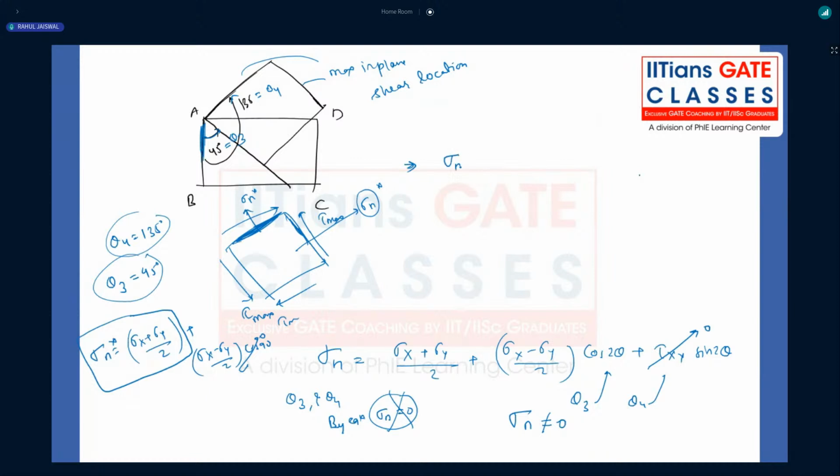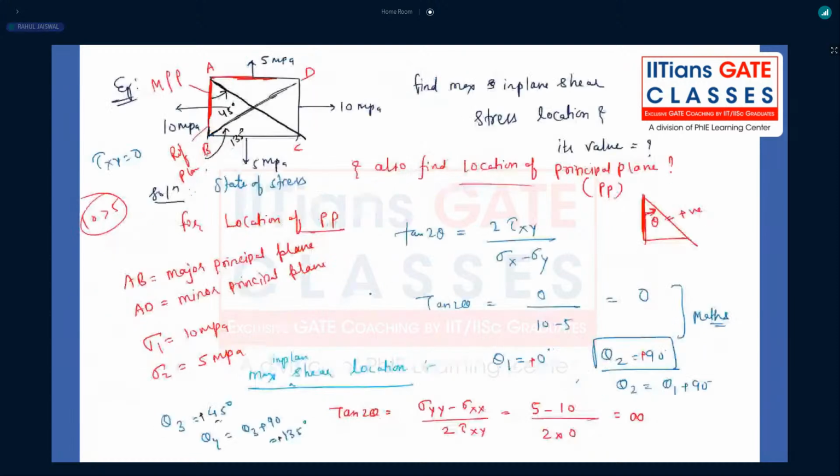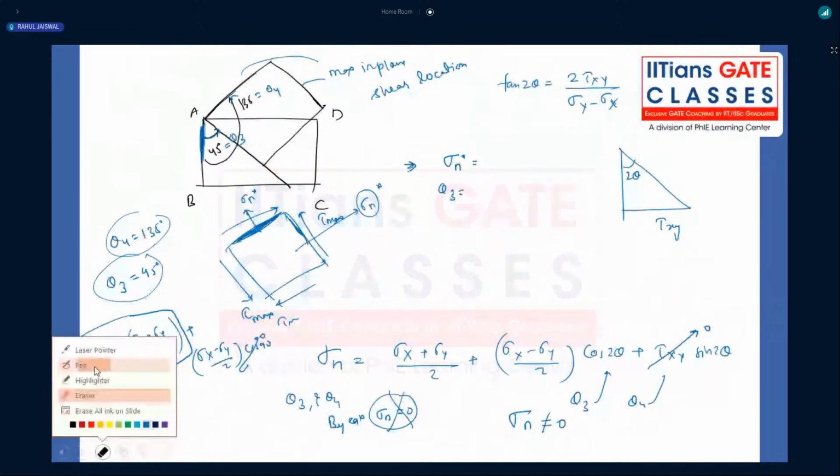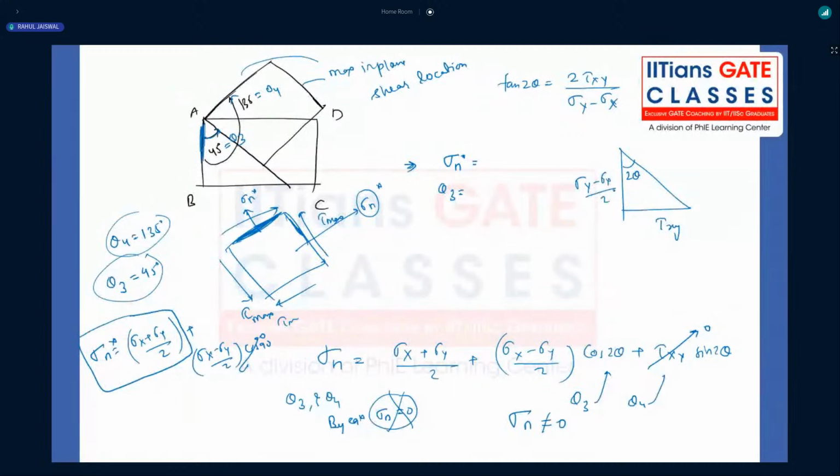Getting my point? That is a pure shear stress plane. What is theta 3? Everyone knows that. If you just put the value, tan 2 theta is 2 tau xy divided by sigma y minus sigma x. I'm just telling you, you can do it as homework. Now, tan 2 theta is there, right? So you can take this as 2 theta, and the sides as 2 tau xy, for example, or you can just have the values as tau xy and sigma y minus sigma x by 2, right?